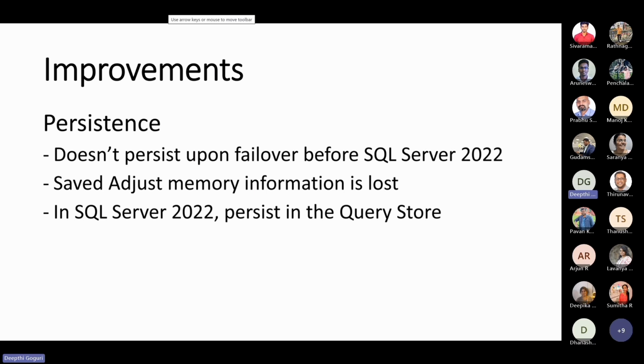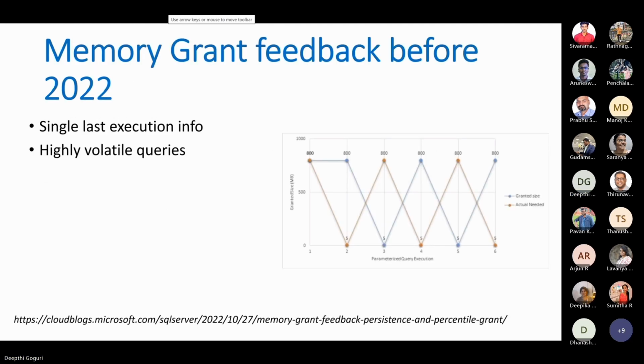So what are the main improvements in SQL Server 2022? Persistence is nothing but, if I restart the SQL Server, or if I have an Always On availability group and I have to move to a different node, then all of that information should be there and should not be lost, right? So in SQL Server 2022, those are the improvements: that information is not lost, and it is also captured in Query Store.